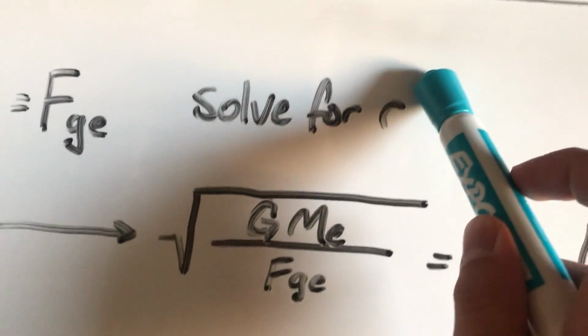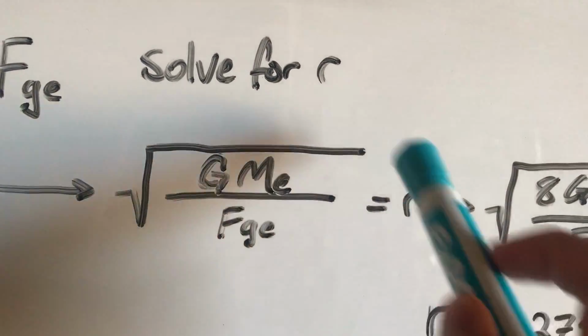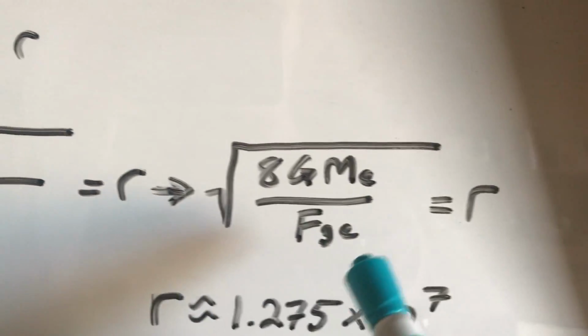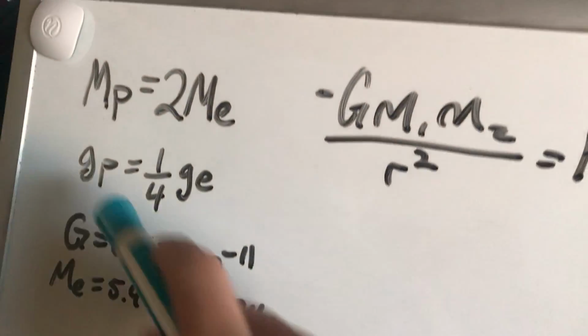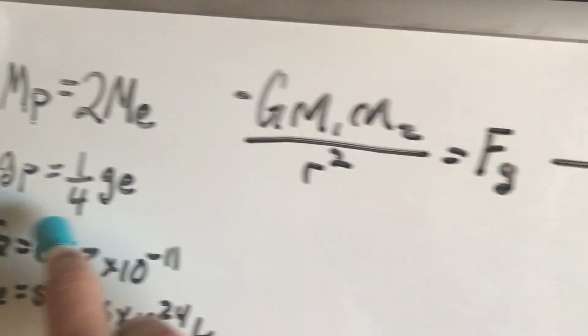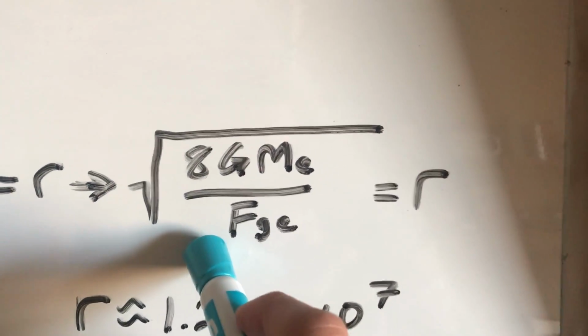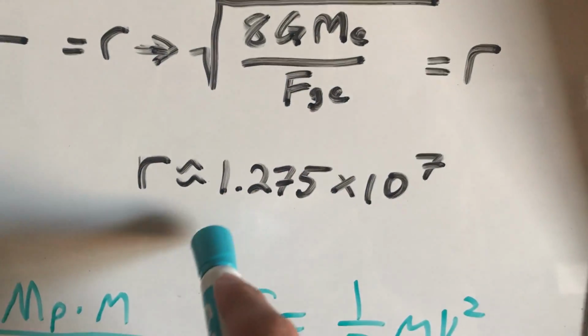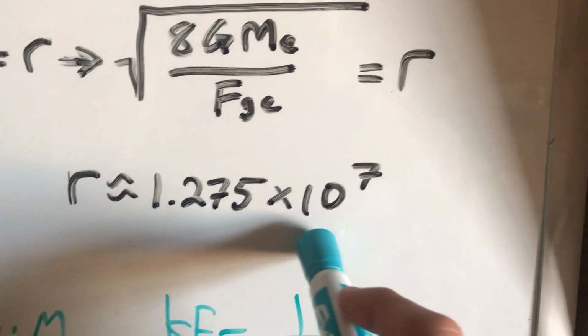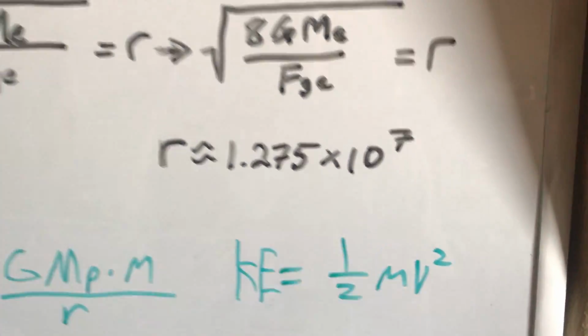We're going to solve for r, and here you see I've solved for r. Now, since we have 2 M_e and 1/4 gravity, we're going to add an 8 right there because of algebra, and we're going to get the radius, which is 1.275 times 10 to the 7th meters.